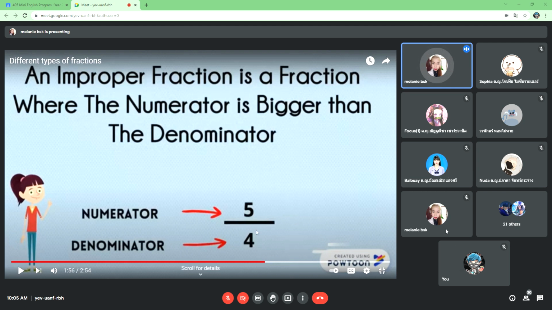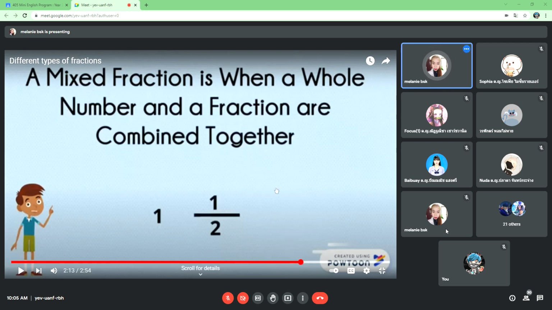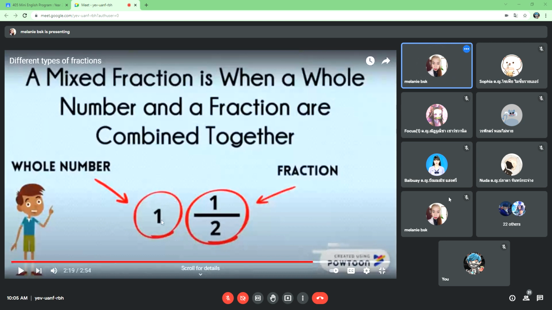Next, we have the last one, the mixed fraction. A mixed fraction is when a whole number and a fraction are combined together. This is a whole number, children, the 1, and then the 1/2. This is a mixed fraction. Do you understand, children?